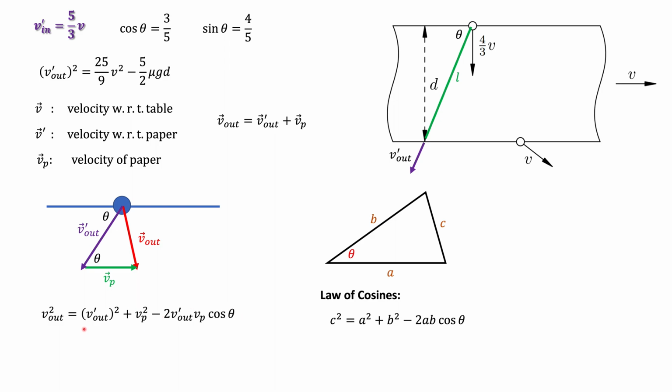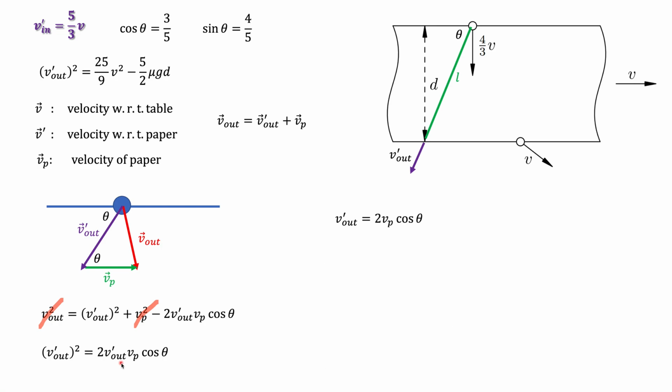First, notice that V out is the magnitude of the velocity of the coin when it's coming out of the paper with respect to the table, and that's going to be V. Vp is also V. So we have V squared on the left, V squared on the right. We can cancel them out. The next thing we're going to do, we're going to just move this term on the other side of the equation. Next thing, notice that there is V prime out on the left and on the right. And V prime out is not 0, so we can cancel it out. And when we do, we get this equation, which is very, very simple.